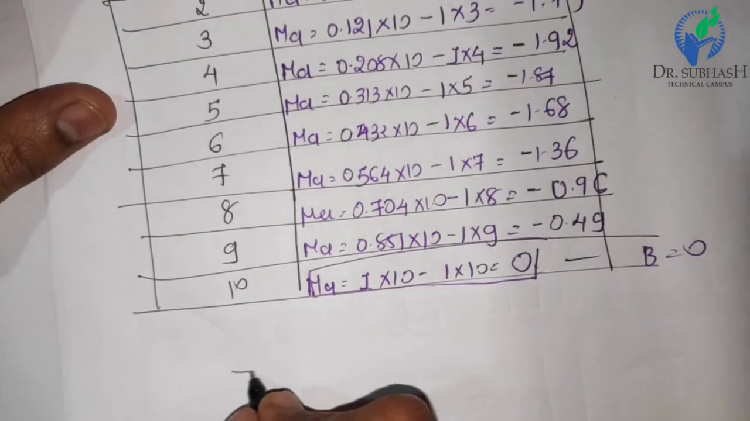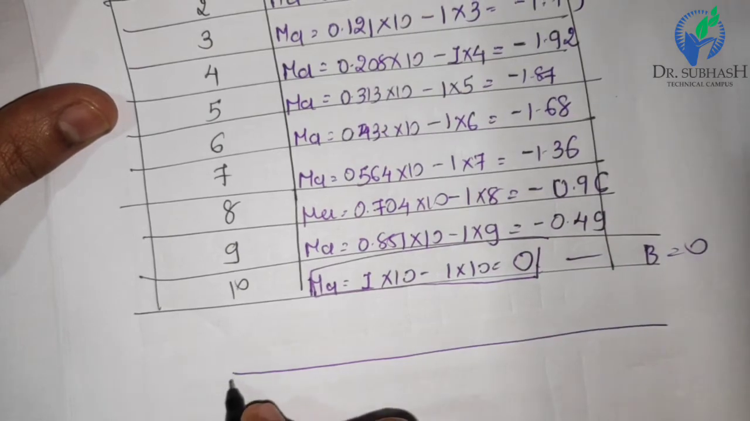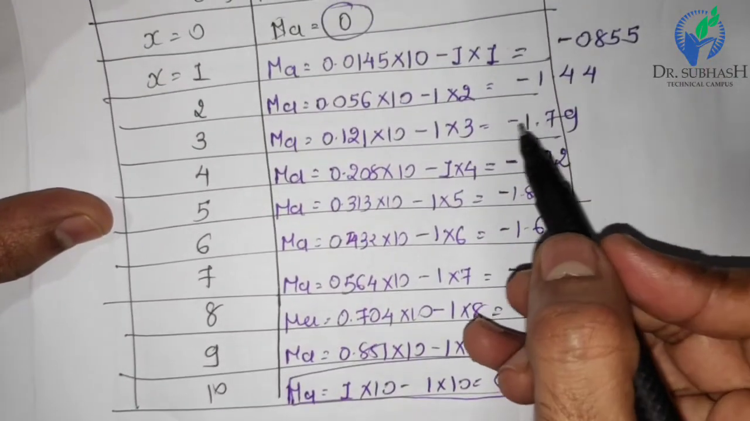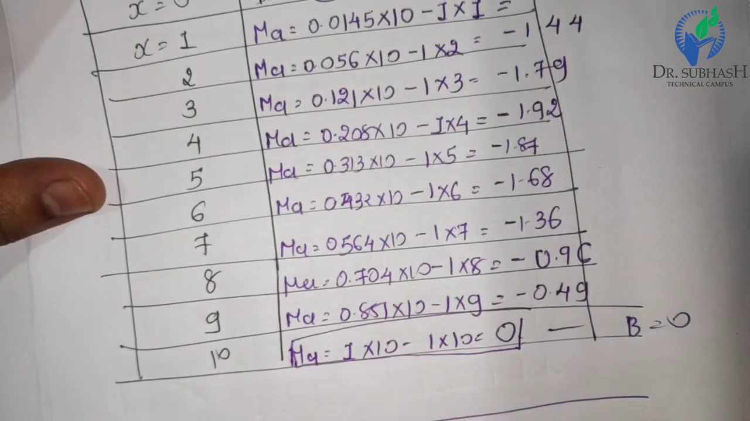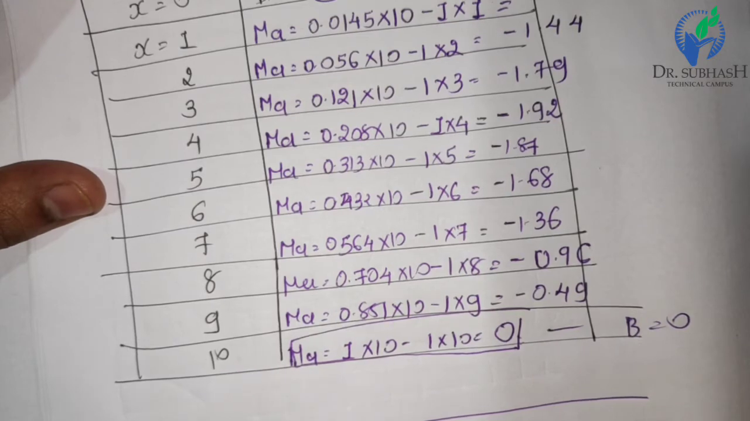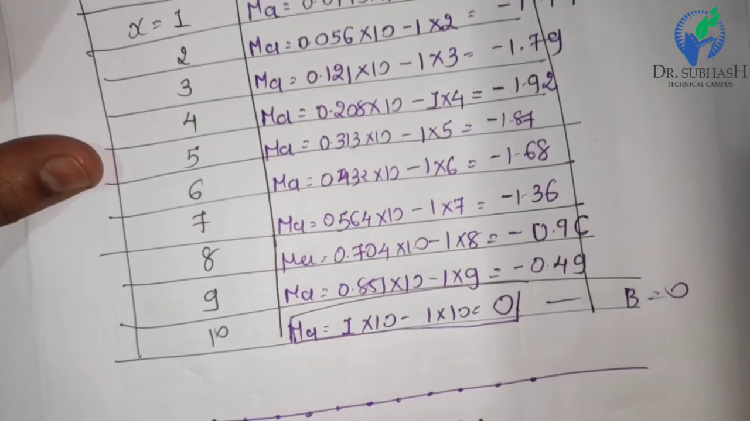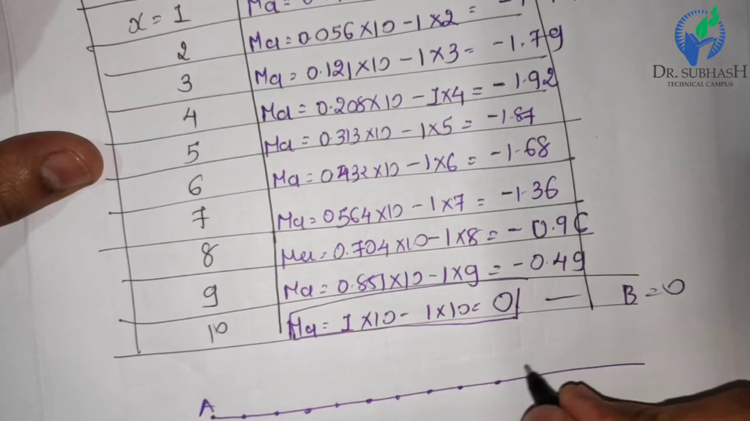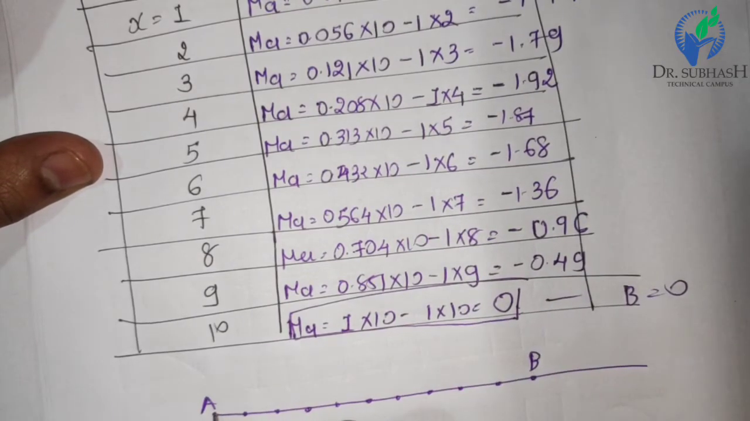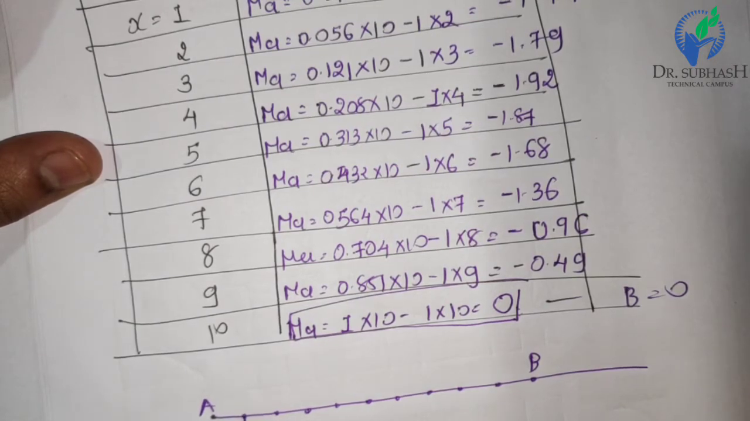So if I draw the influence line diagram for MA, it should be like this. You have to place all the coordinates in the diagram. First of all you have to divide it into exactly 10 parts: 1, 2, 3, 4, 5, 6, 7, 8, 9, 10. So this is our A and this is our B. At A it should be 0, at X equal to 1 it is minus 0.855. That's why I draw it downward of our baseline. This is what the minus sign indicates.